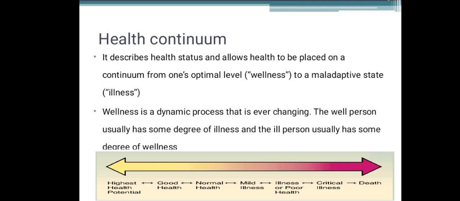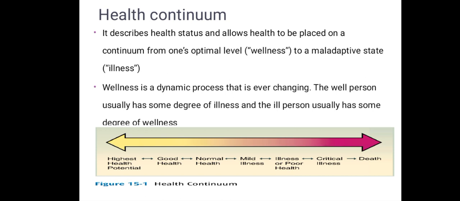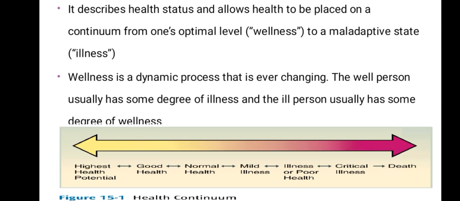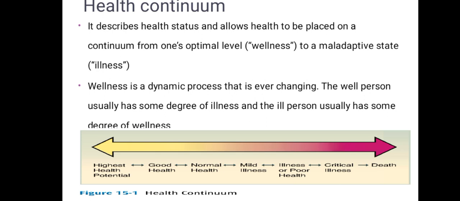Health continuum. It describes health states and allows health to be placed on a continuum from one's optimal level of wellness to a maladaptive status of illness. Wellness is a dynamic process that is ever changing. The well person usually has some degree of illness, and the ill person usually has some degree of wellness. Highest health potential, then good health, then normal health, mild illness, illness or poor health, critical illness, and then death.